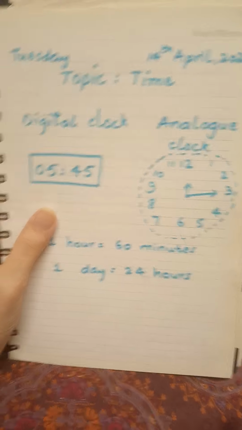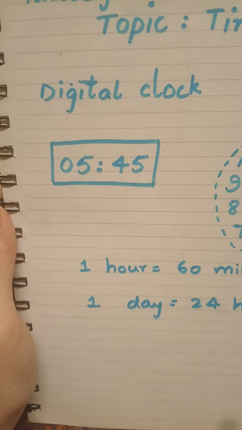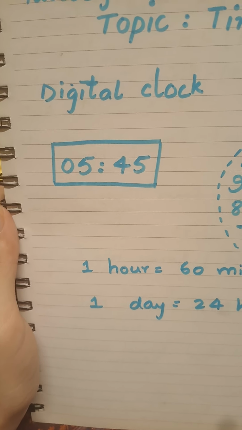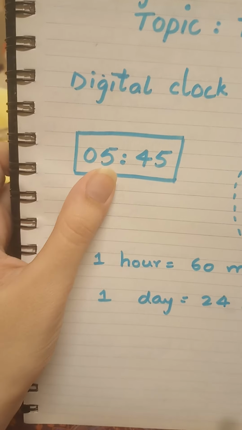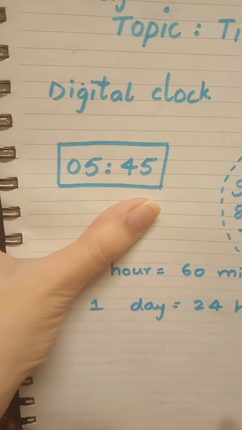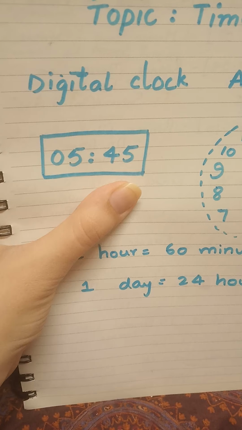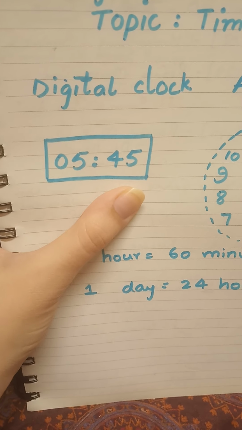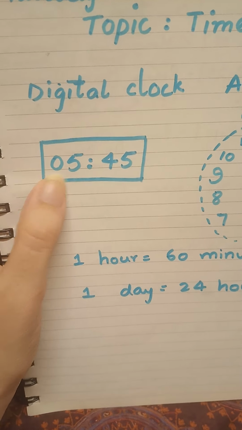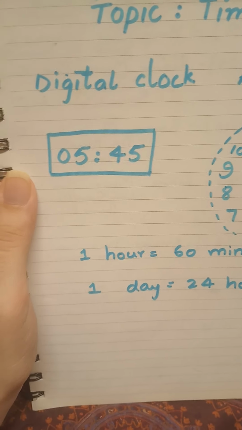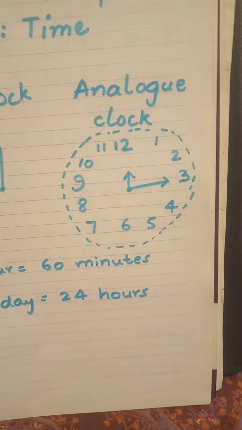So, there are two kinds of clocks. One is a digital clock, like the one you can see in the picture. This is how it shows time in the form of digits. This part shows hours, while this part shows minutes. Here it shows 5:45, 5 hours and 45 minutes. And the other kind of clock is an analog clock.